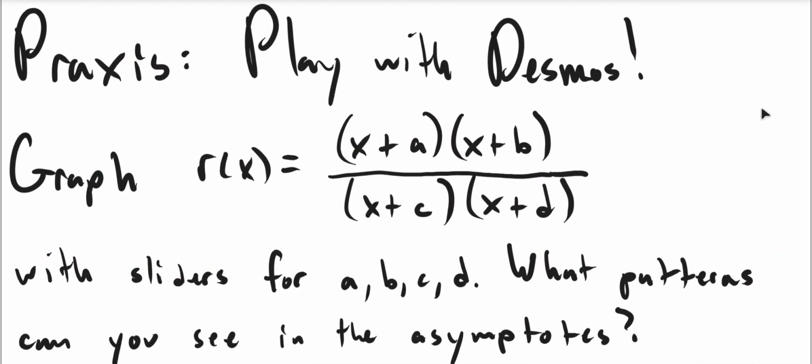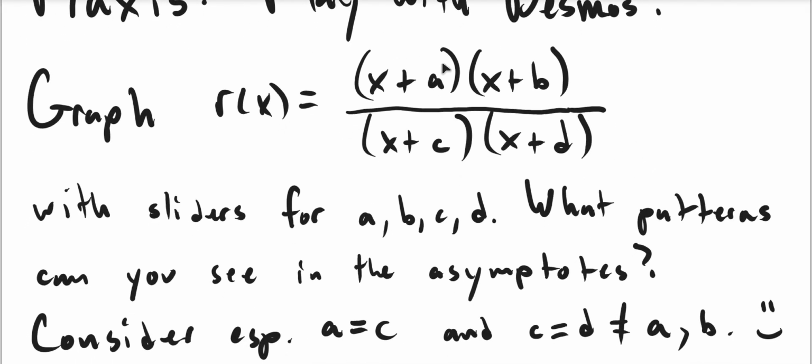So I have a kind of playful praxis for you today. You don't have to copy this down. What I'd like you to do is go to Desmos, and graph this function. I'll show you how to do that in a moment. And I'd like you to play around with these sliders here. I'd like you to play around with the values of a, b, c, and d. And I would like you to tell me what's going to happen at various values of a, b, c, and d. Can you figure out some interesting cases? Let me show you what I mean.